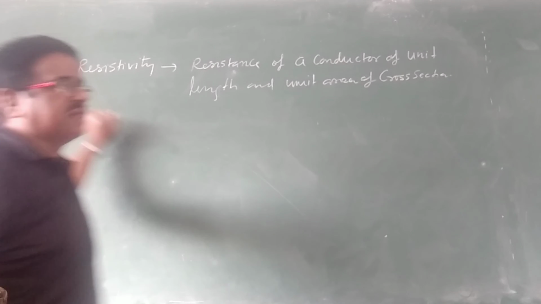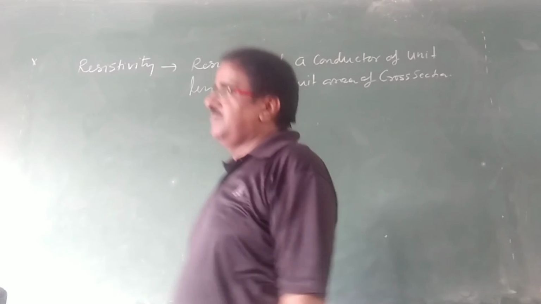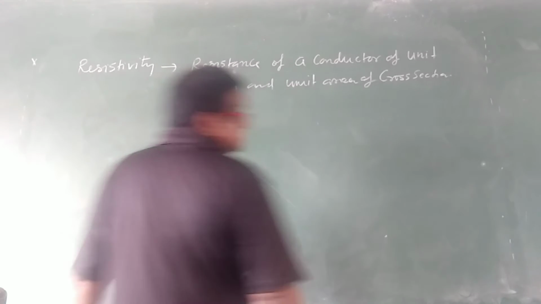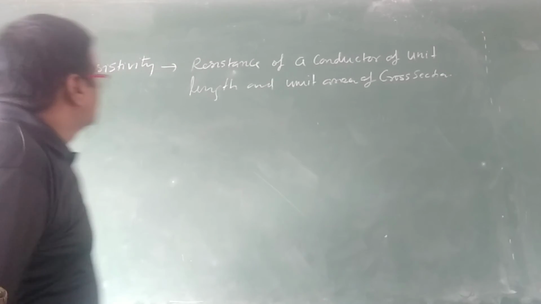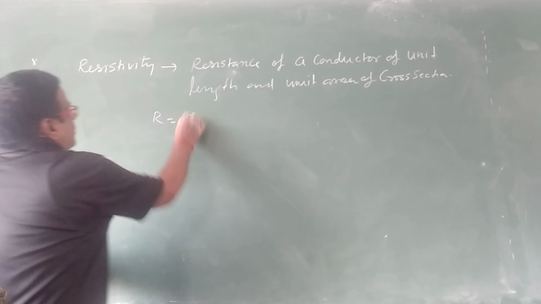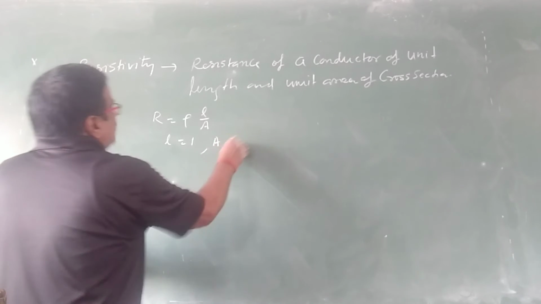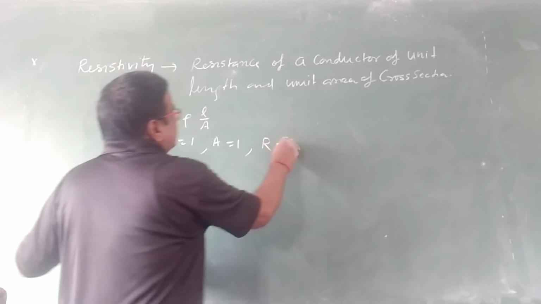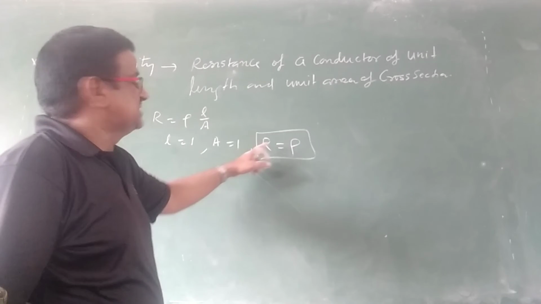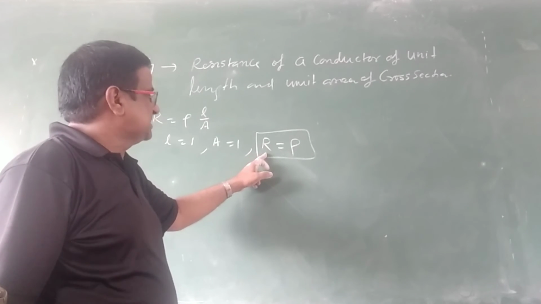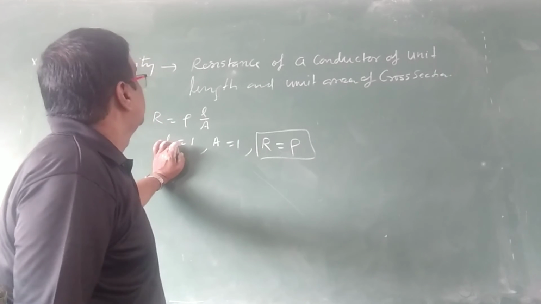If the material remains fixed, then the resistivity is the resistance of a conductor of unit dimension. So here R is equal to rho L by A, L is equal to 1, A is equal to 1, then what will happen? R is equal to rho. So resistivity is numerically equal to the resistance of the conductor having unit length and unit area of cross section.